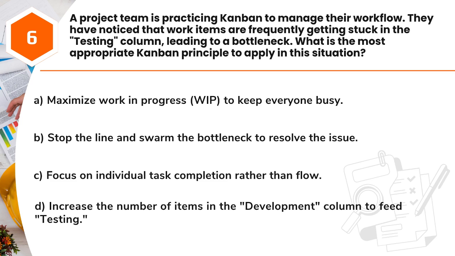Question 6. A project team is practicing Kanban to manage their workflow. They have noticed that work items are frequently getting stuck in the testing column, leading to a bottleneck. What is the most appropriate Kanban principle to apply in this situation? A. Maximize work in progress, WIP, to keep everyone busy. B. Stop the line and swarm the bottleneck to resolve the issue. C. Focus on individual task completion rather than flow. D. Increase the number of items in the development column to feed testing.